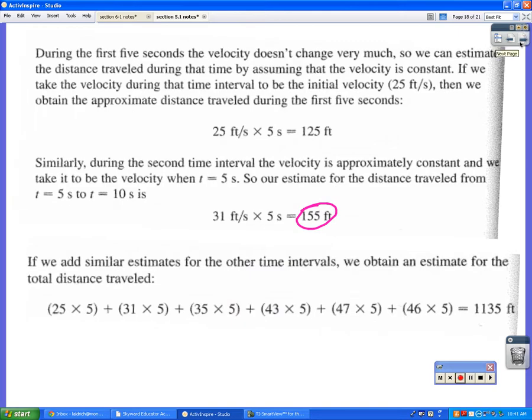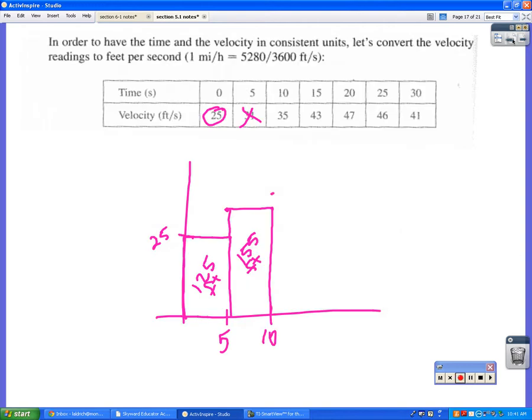Okay, if we had similar estimates for the other time intervals, we obtain an estimate for the total distance traveled as being 1,135 feet. So what they continue to do then is they said, okay, from 10 to 15, this is going to be another rectangle with a base of 5, and this time the height will be 35, right?